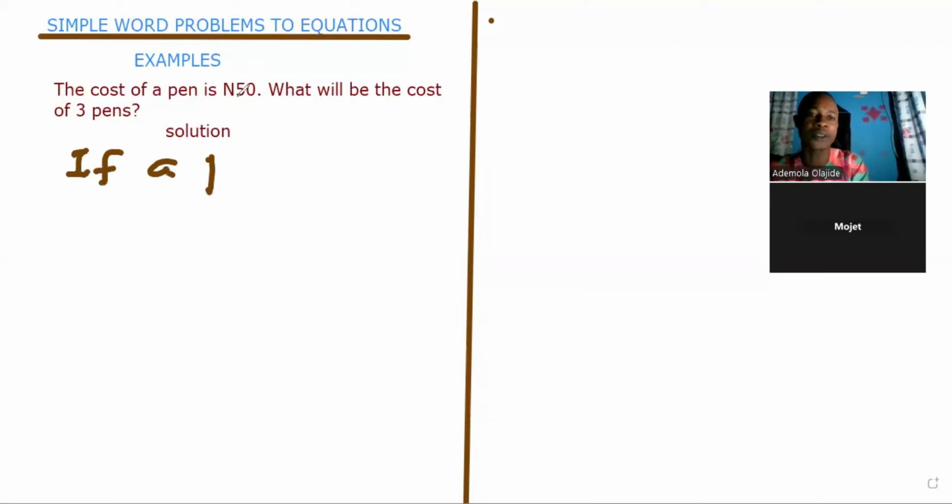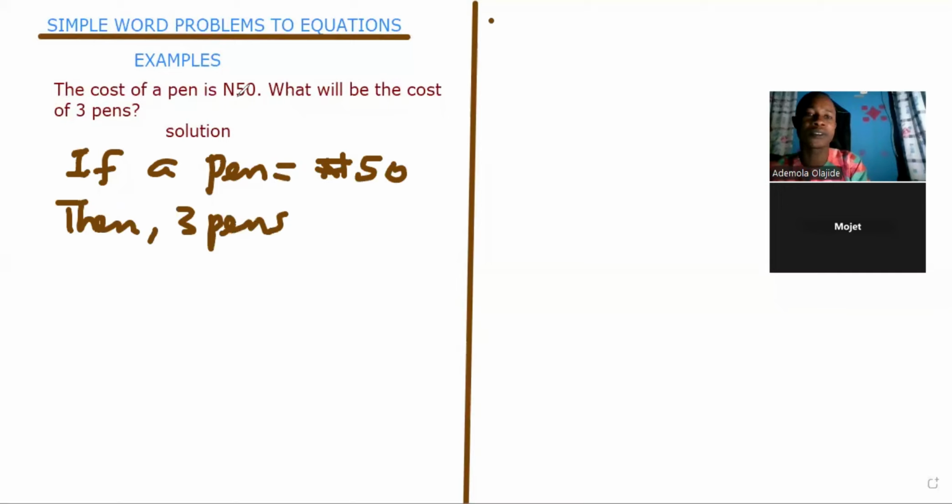If 1 pen equals to 50 naira, then 3 pens equals to what? What do you do? We are going to multiply. You will multiply. Please take note of that.